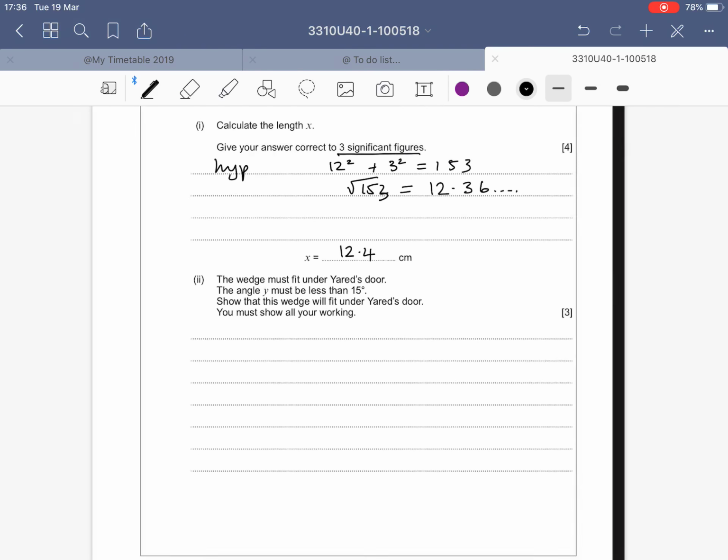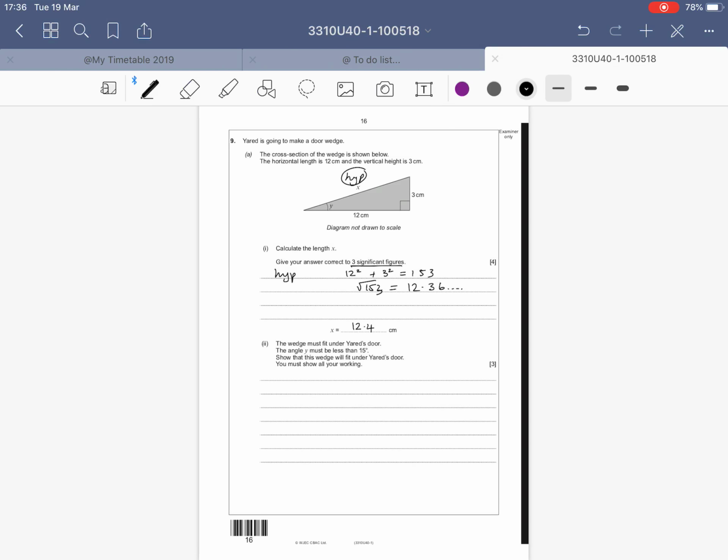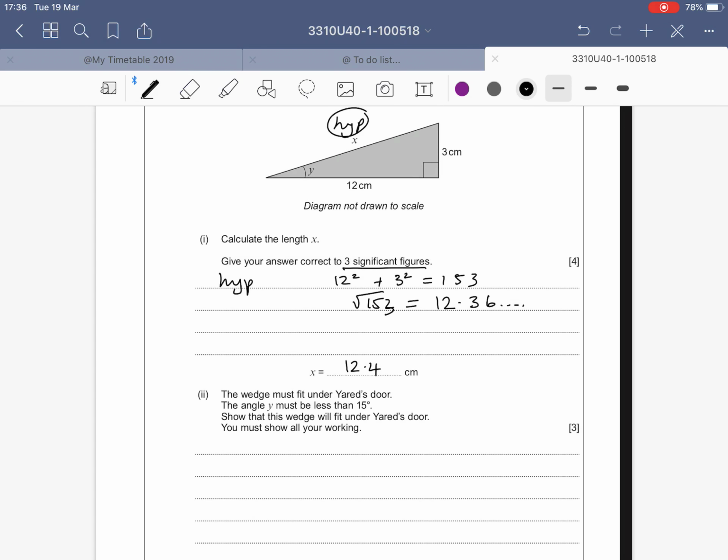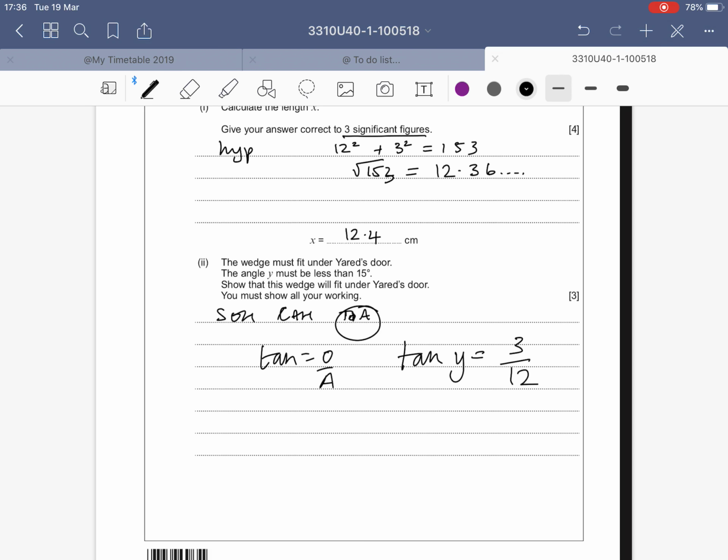In part B, we're told that angle Y needs to be less than 15 degrees if this door wedge is going to fit under Yared's door. So this is going to be a trigonometry question. I get a choice of SOH, CAH, or TOA, and by labelling the opposite and the adjacent, it's going to be a TOA question. So I write it down without any numbers, just in letter form, and then I put in my information. So tan of the angle equals the opposite divided by the adjacent.